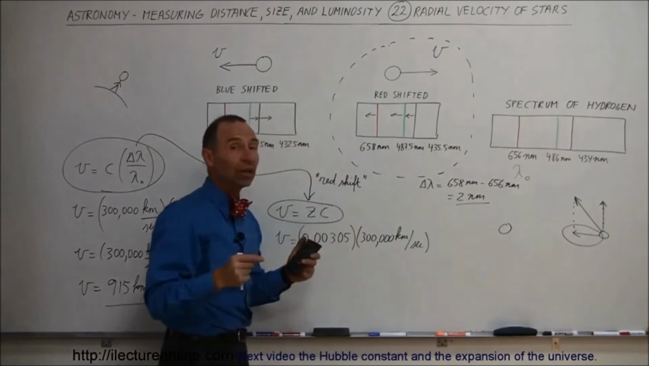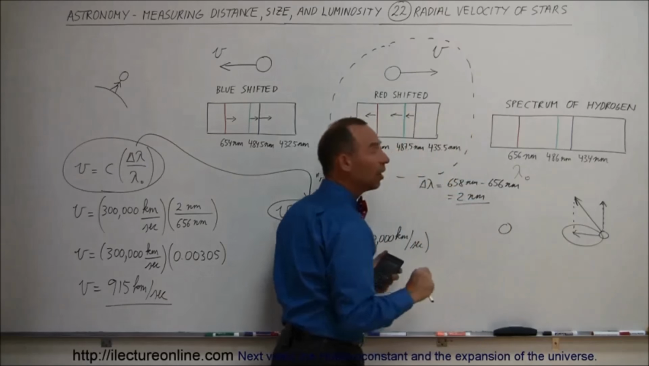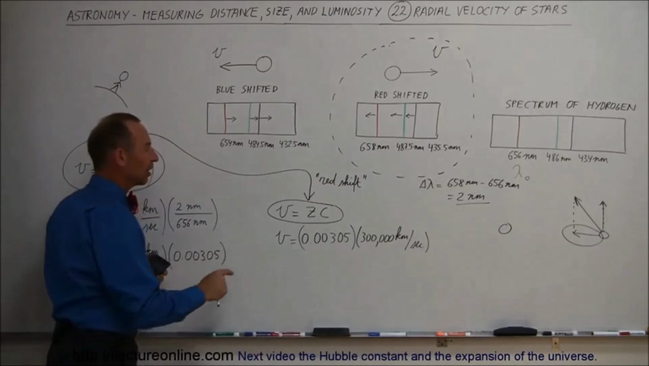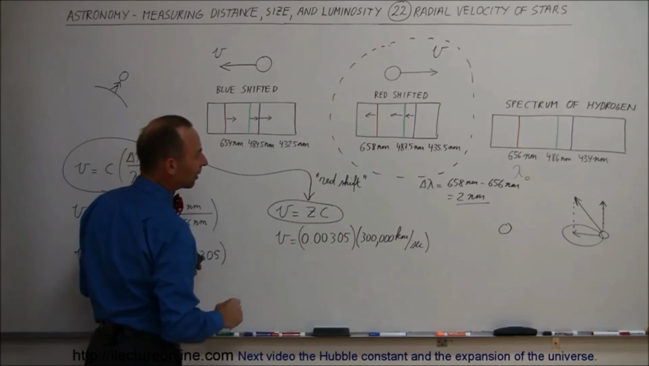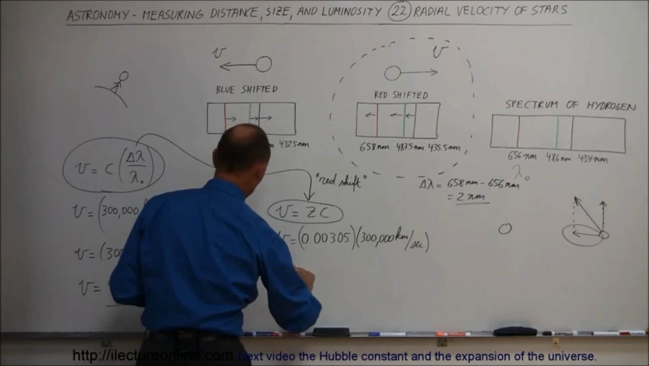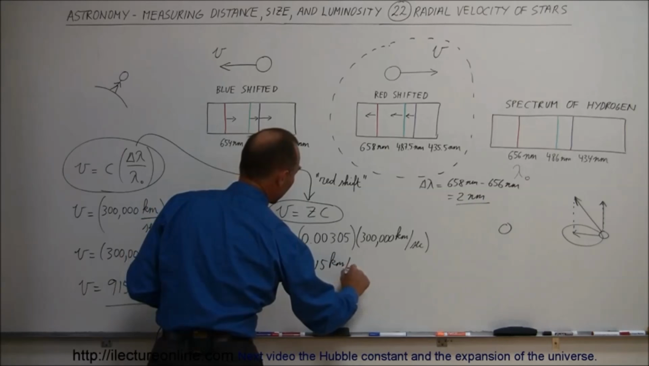The deltas will change, of course. For smaller original wavelengths, the delta will be smaller, but the ratio will always be the same. So they call that the redshift. And so the velocity is equal to the redshift times the speed of light. And so again, if you do it like this, you get the same number of 915 kilometers per second.